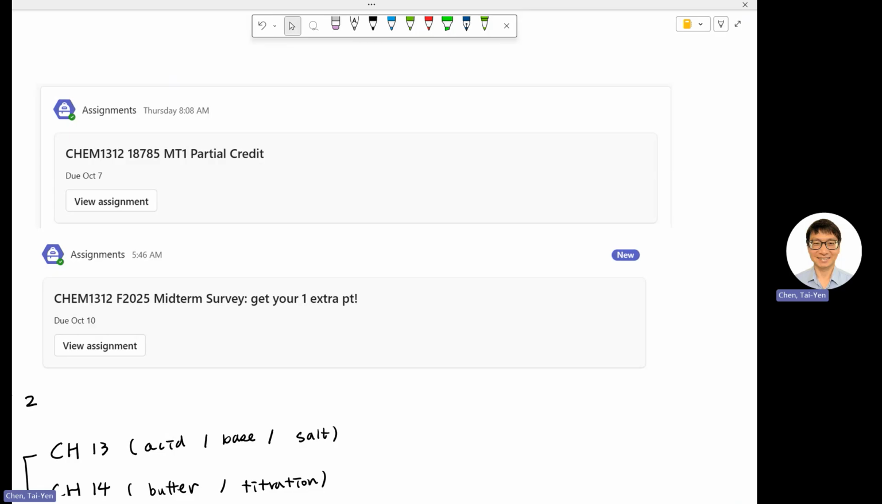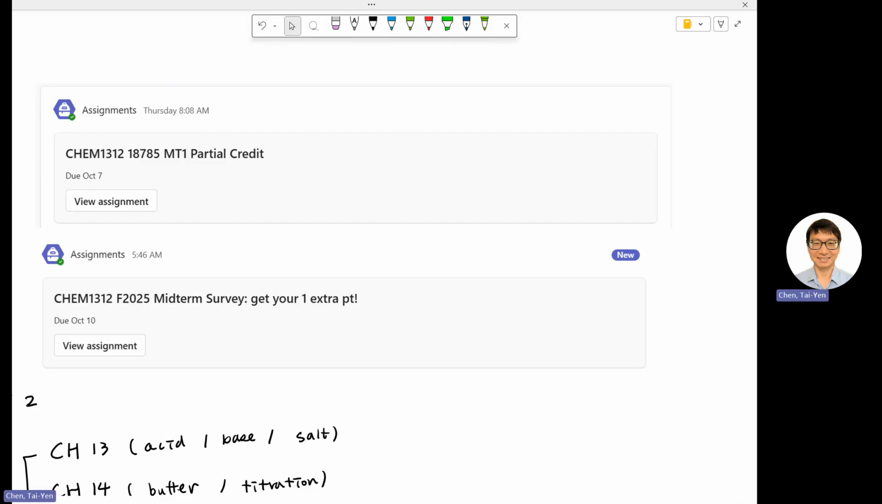Once you turn it in, you get 1 extra bonus point. That 1 extra bonus point will be added to your final grade, so it means a lot. It is way bigger than 1 point in your return. So make sure you actually do that. The survey will be due next Friday as well. After next week, you're going to see all the things reflected on Canvas. All right, so any questions for that?